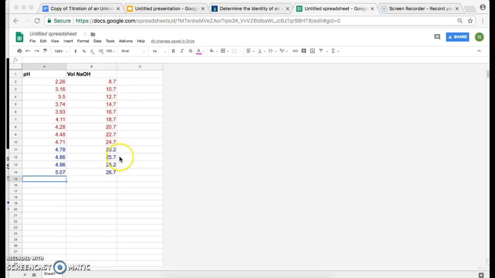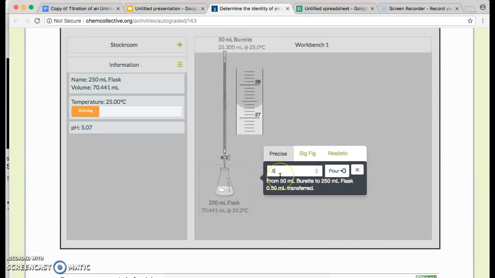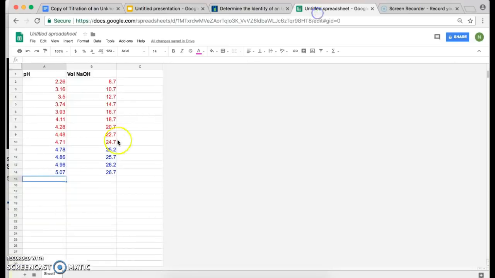This is for the 2 milliliters, this is for the 0.5 milliliters. Now I'm going to reduce the amount I'm adding down to 0.2, and I'm going to monitor the pH again. So here's my next set. The pH goes up to 5.12, and the volume here is 26.9. It looks like it's slightly below 27, so between 26.9 and 27, so I'm going to say 26.91.